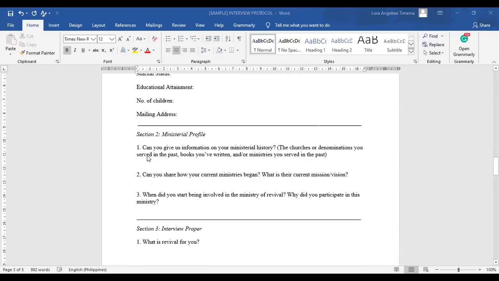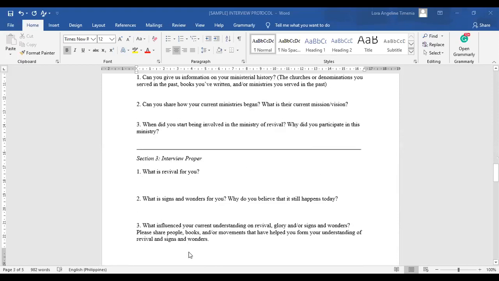Second is their ministerial profile. Third is the interview proper. So the interview proper, these are questions related to the research question, to the main research question.